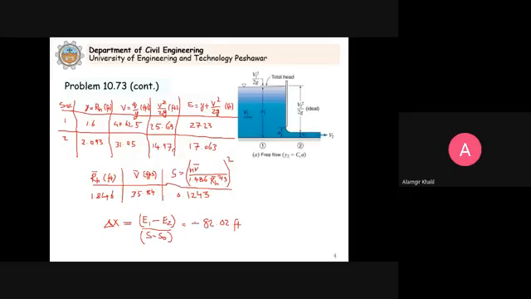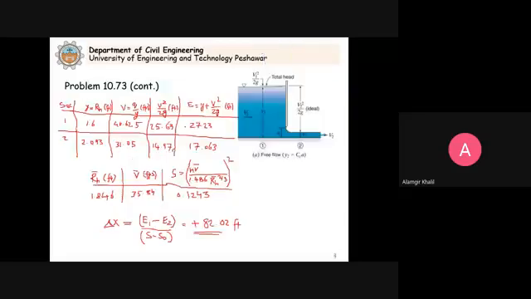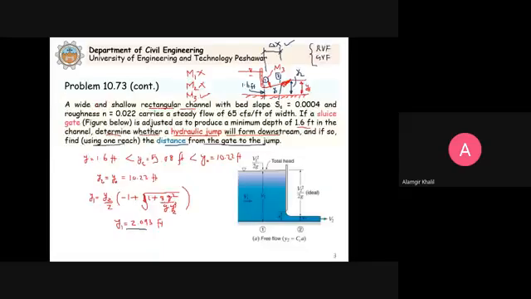Now you will get a plus sign. This plus sign means that section 2 is downstream of section 1. If we get a negative answer, as we obtained in the previous problems that we solved, it does not mean calculations are incorrect. It would simply mean that section 2 is upstream of section 1. Clear?